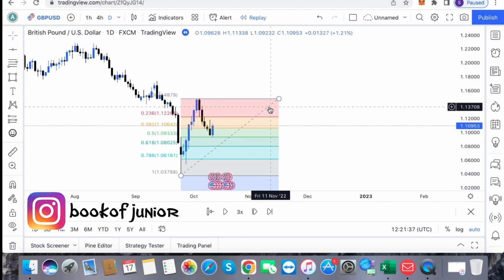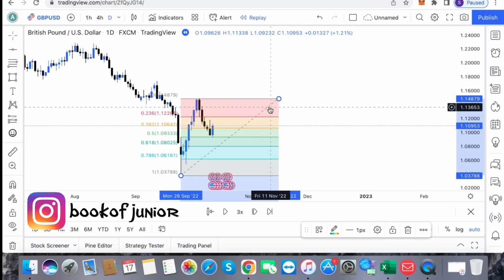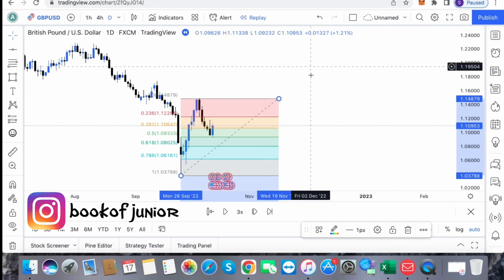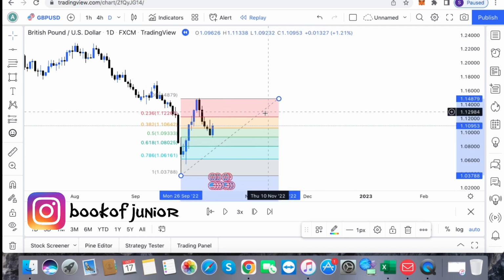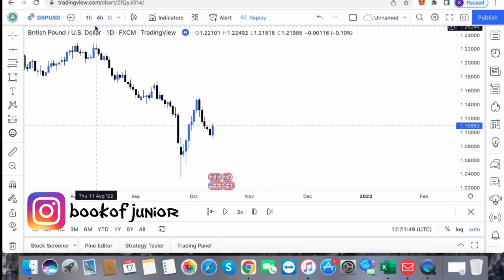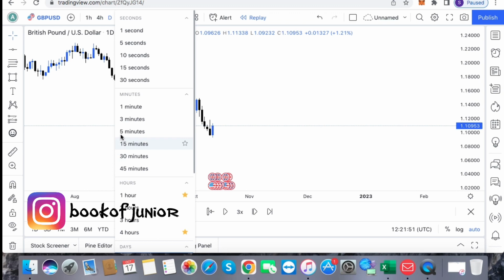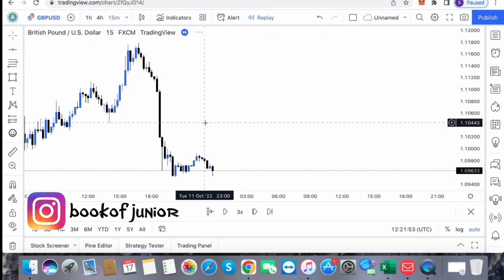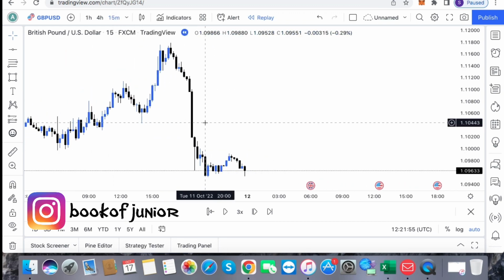Then I know, okay, this is now a reversal. Price is reversing, which means this is a valid retracement. So back to our 15 minutes time frame. When I came to the 15 minutes time frame, this is what I had guys.